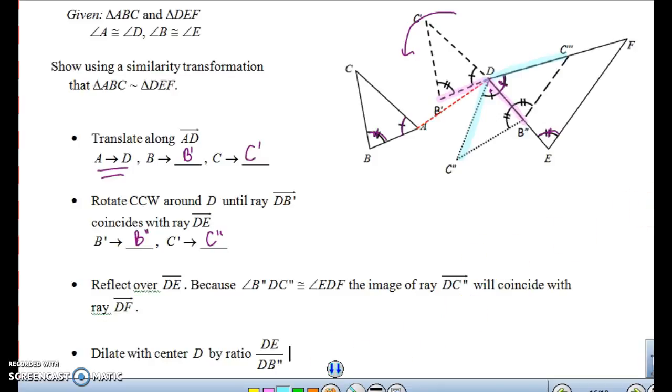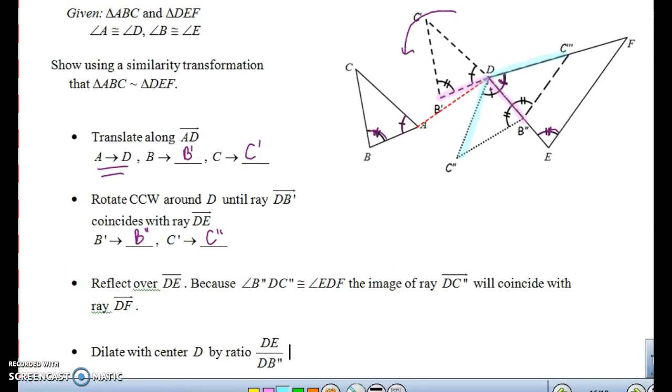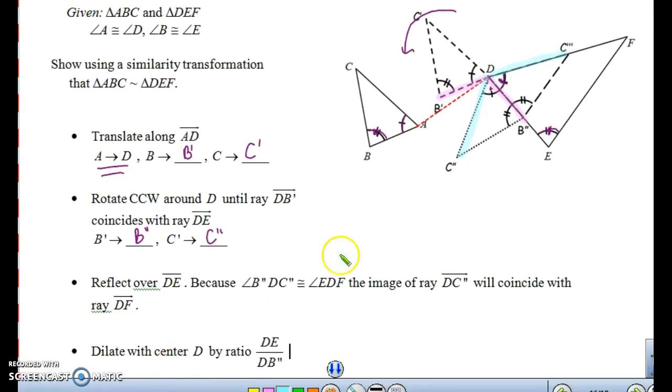Now, here's where we have to do the dilation. Because we want to make it bigger, we want to dilate with center D by the ratio of DE to DB double prime. So we take the ratio of the bigger segment, DE, to the smaller segment, DB, right there. We're going to dilate it by that much so that DB double prime becomes DE. It's not necessarily twice as large, but larger than it was originally. So the bigger one goes first, DE is the longer side, and then DB double prime is the smaller side.